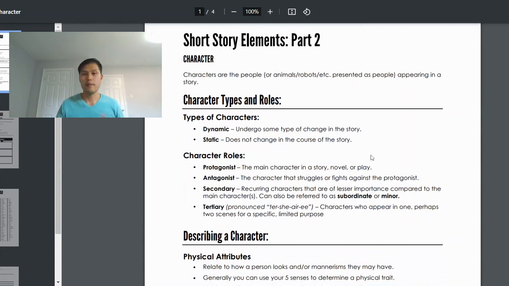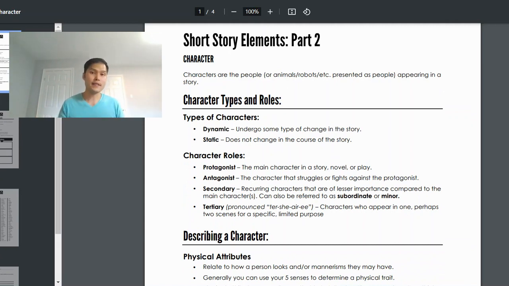Character roles: protagonist, antagonist, secondary, tertiary. Protagonists are the main characters in a story, novel, or play. Protagonists can be positive, good people, or negative, bad people. A story can revolve around either of those. So do not confuse that; a protagonist is not necessarily a good person. A protagonist can be the main villain, and the story revolves around the villain, and we're following the story behind a criminal mastermind.